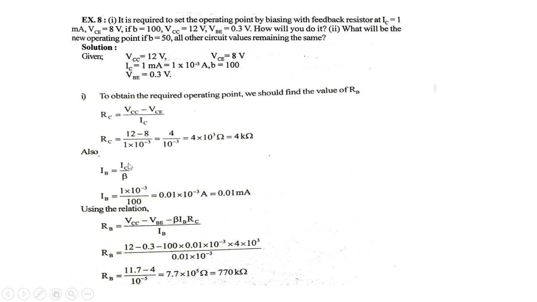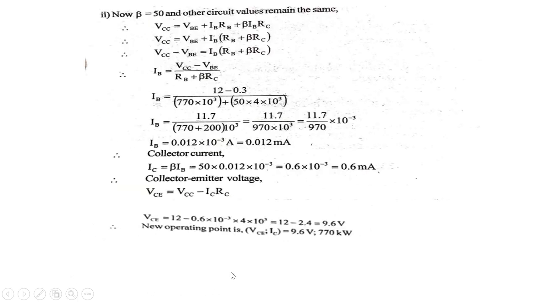So IB equal to IC upon beta. So IB equal to 1 into 10 raised to minus 3 upon 100, that is equal to 0.01 milliampere. Using the relation RB equal to VCC minus VBE minus beta IB RC upon IB, we get RB equal to 770 kilo ohm. Now beta equal to 50 and other circuit values remain the same.